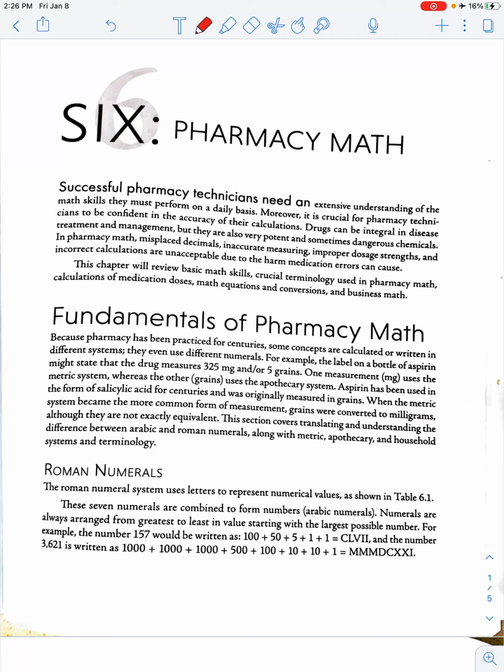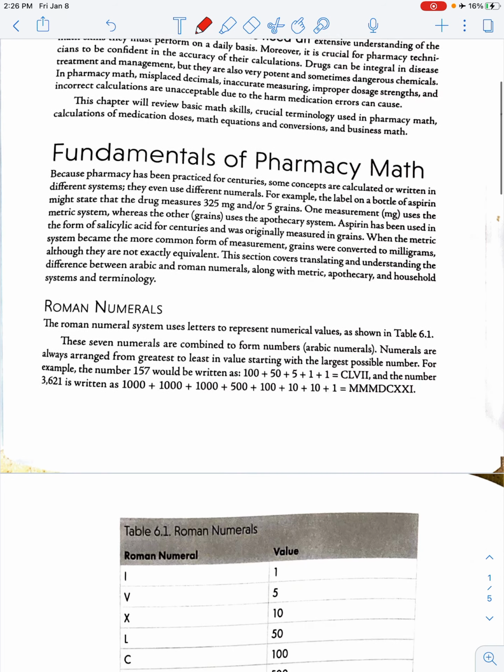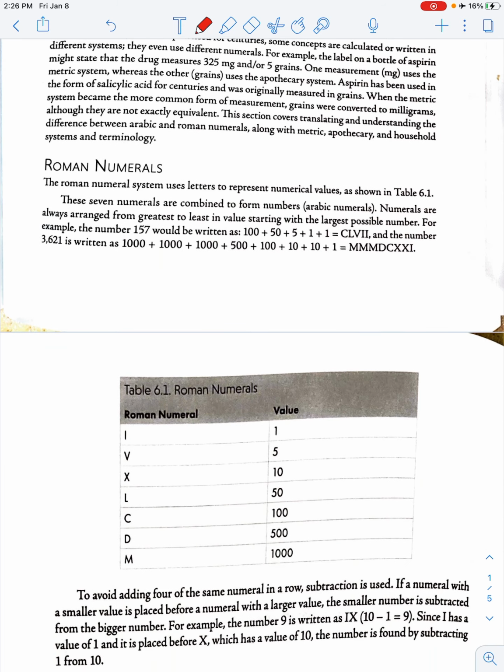All right, guys, so this is the first video of pharmacy math. We're going to look at fundamentals of pharmacy math. And in this video, we're going to start with Roman numerals and conversions using the metric system. So first, let's go under the section that says Roman numerals. And these are just the pages right out of your textbook.